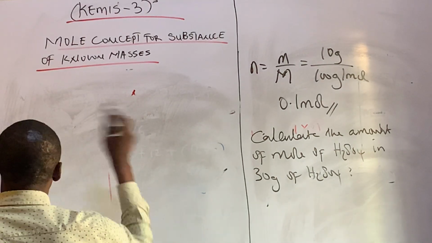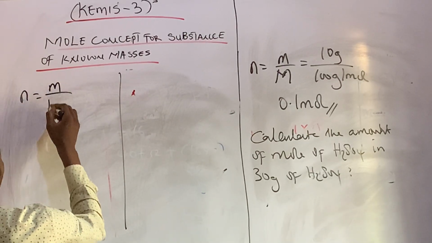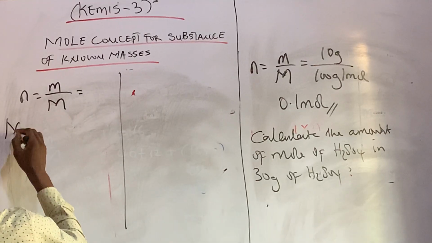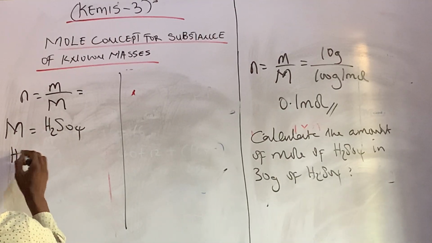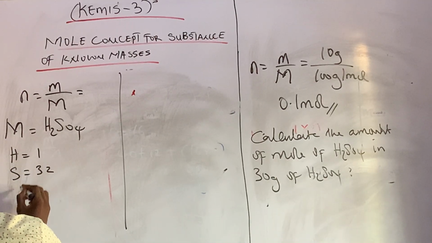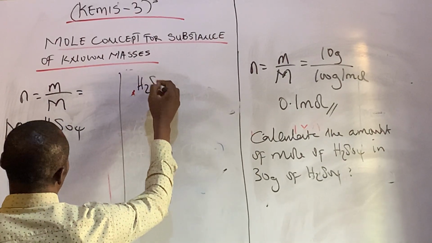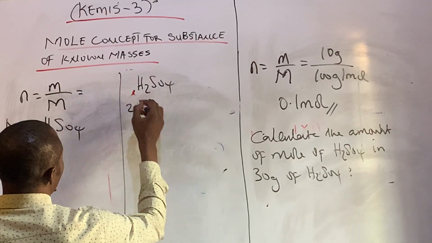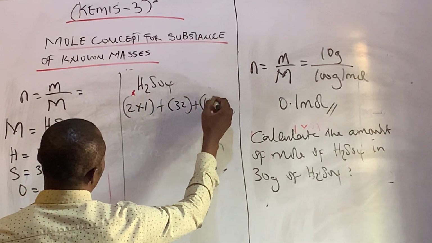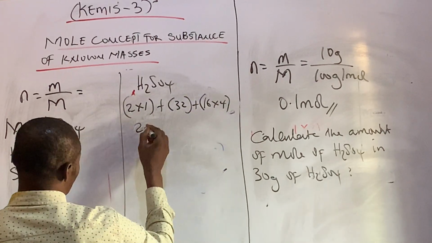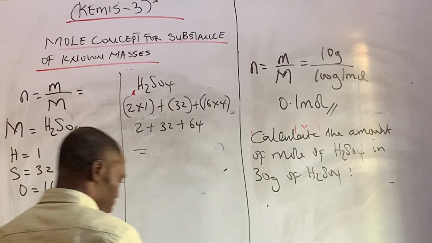Now let's say we have that. The answer will become number of mole, or mole, is equal to mass over molar mass. Now, what's the molar mass of H2SO4? Hydrogen is 1, sulfur is 32, oxygen is 16. How many hydrogen do I have? I have 2 hydrogen in H2SO4. So I have 2 times 1 because we have 2 hydrogen, plus 32, plus 16 times 4. Now, this is 2 plus 32. This should be 64. Now, if you add all those together, you should be getting 98.